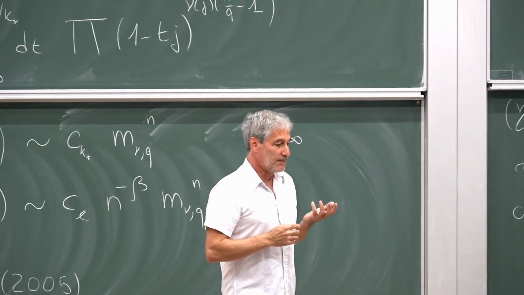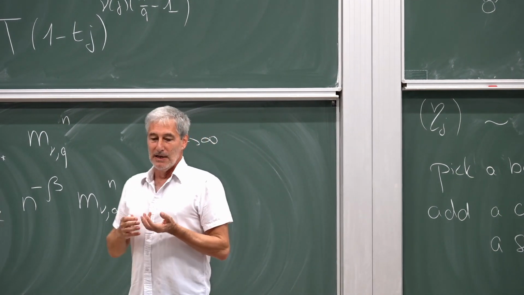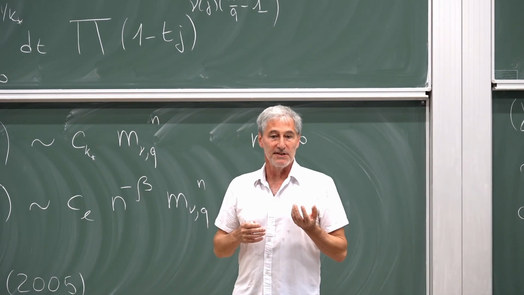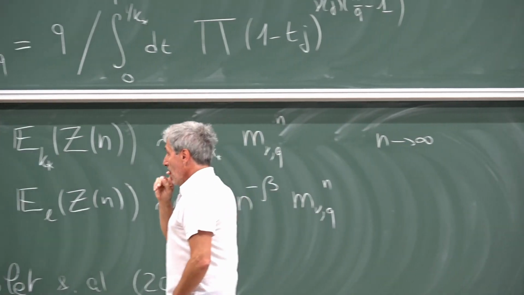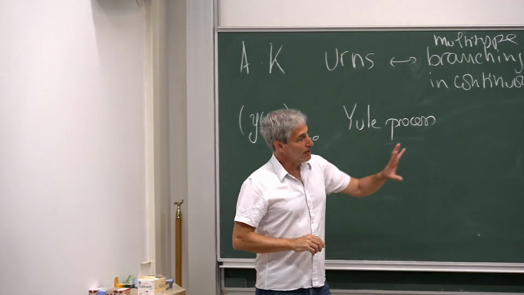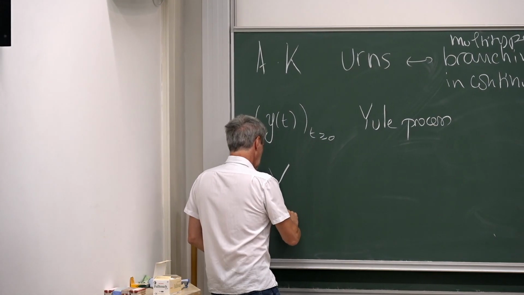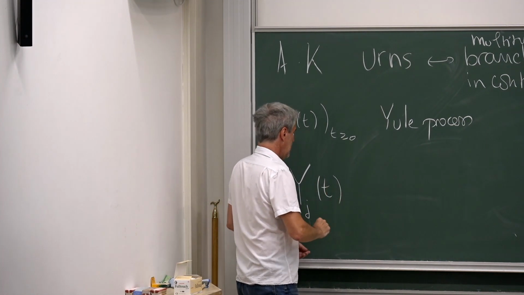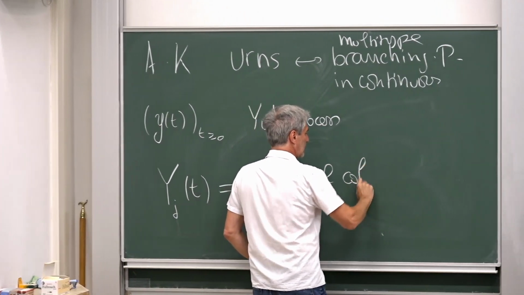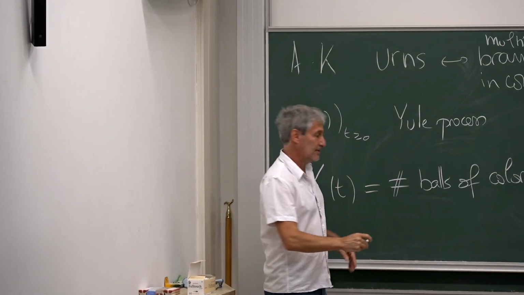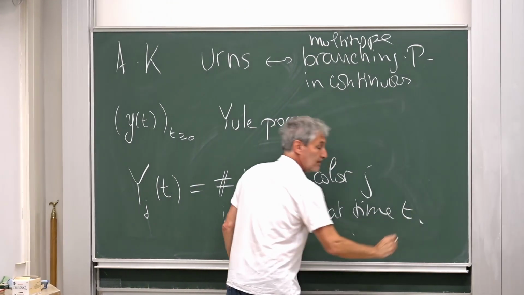And it corresponds to, if you are more familiar, well, probably all of you know what Yule processes are, but if there is one person who doesn't know, it's a pure birth process such that the rate of birth from state n is exactly equal to n. So you transform now your urn process into the following. You denote by y_j(t) the number of balls of color j that you have at time t in the urn. Okay? Is that clear?